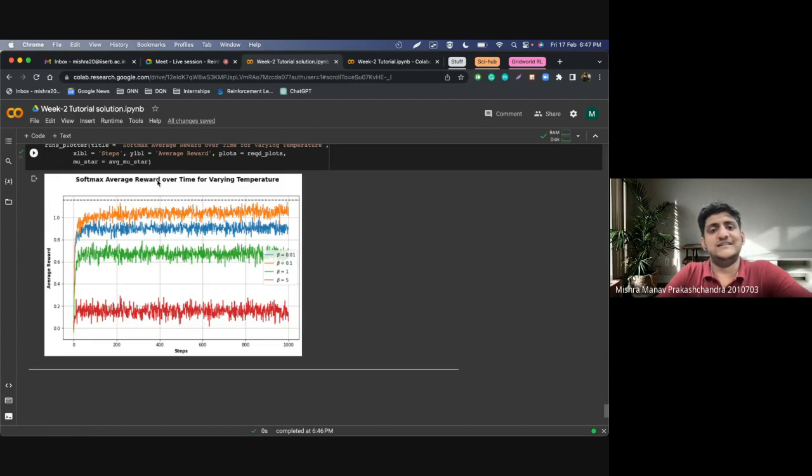the softmax average reward looks over time for varying temperatures. So this tells me that having beta to be 0.01 or beta to be 0.1 gives me much better performance as compared to having beta equal to 5. Because beta equal to 5 means I am more inclined to select a random action as compared to the optimal action. So this beta parameter also sort of tunes the exploration and exploitation part in the softmax algorithm.